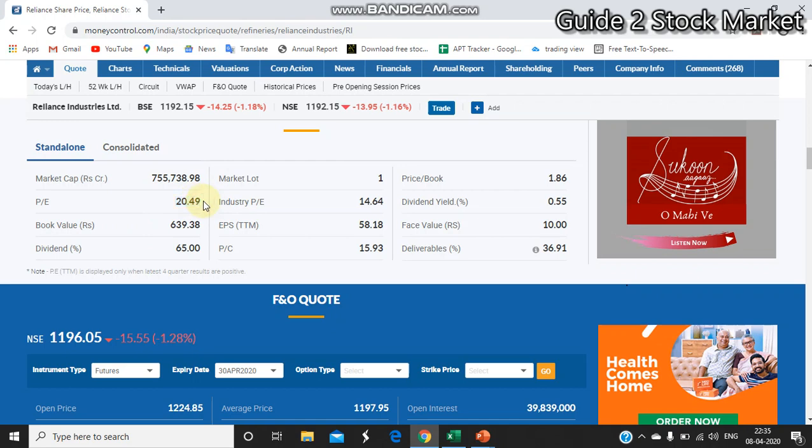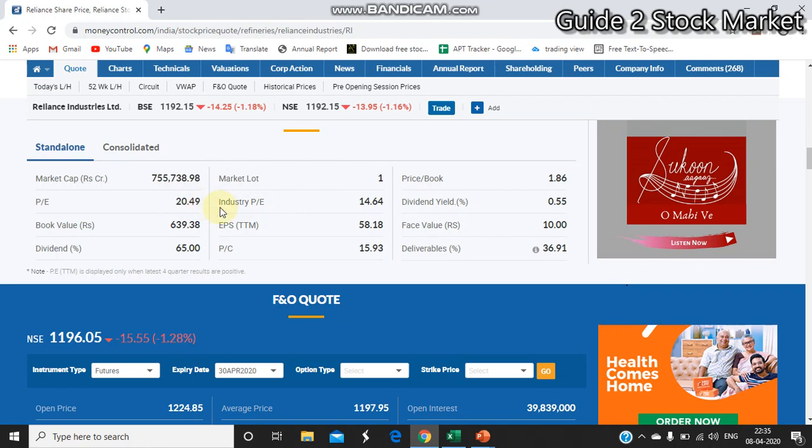Okay, what does this mean? You are paying 20.49 times the premium to earn this 58.18. So I repeat again: to earn this 58.18 rupees, you are paying 20.49 times the premium. Hope you understood.